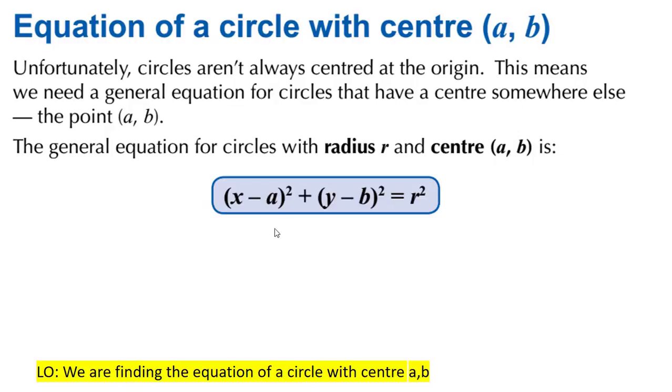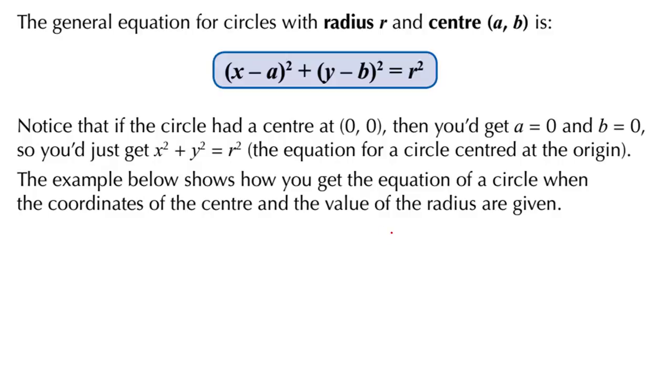Now, I want you to remember that if A and B are 0, then the equation is going to reduce to x squared plus y squared equals R squared, just like we had initially, because A was 0. So if I put 0 here, x take away 0 is basically just x, and y take away 0 is just going to be y. So you can use this even if the center is 0, 0. The only thing is that when the center is 0, 0, A and B become 0, so they become needless.